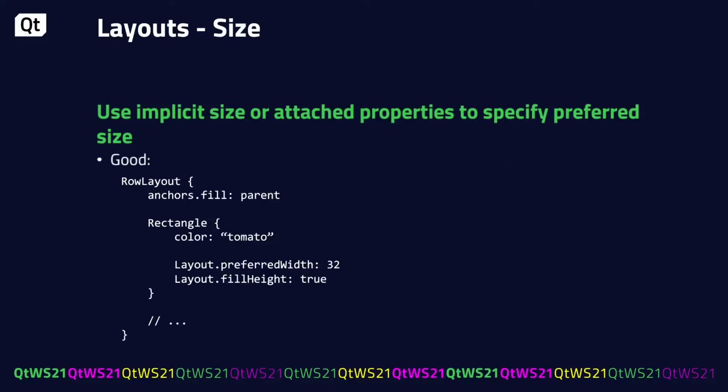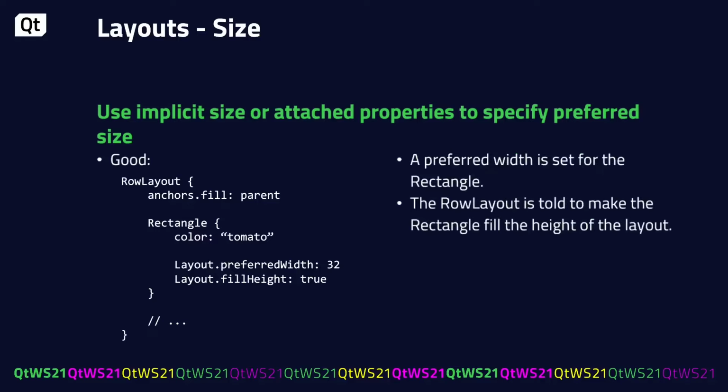So the correct way to do this is to use the attached properties or implicit size. In this case, we're using the attached property, preferred width and fill height. And that will make the rectangle fill the row layout correctly.